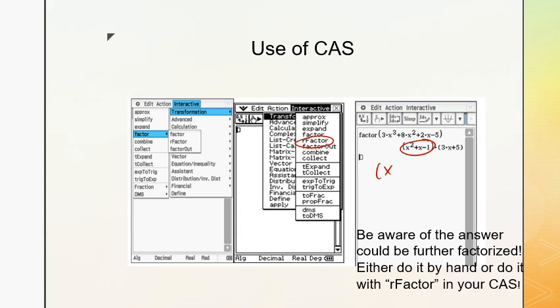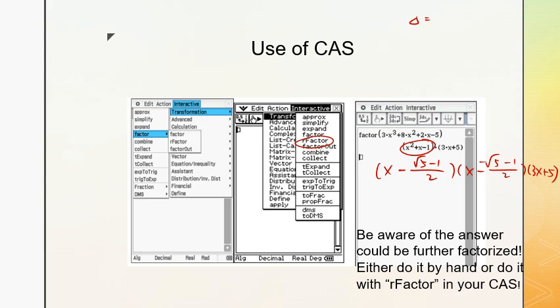x minus root 5 plus minus 1 over 2 and x minus negative root 5 minus 1 over 2 and 3x plus 5. Okay, so that's if you use the R factor. Or you can do it by hand, because we can either do it by completing the square, or we can use the quadratic formula. So we can first find out the discriminant.